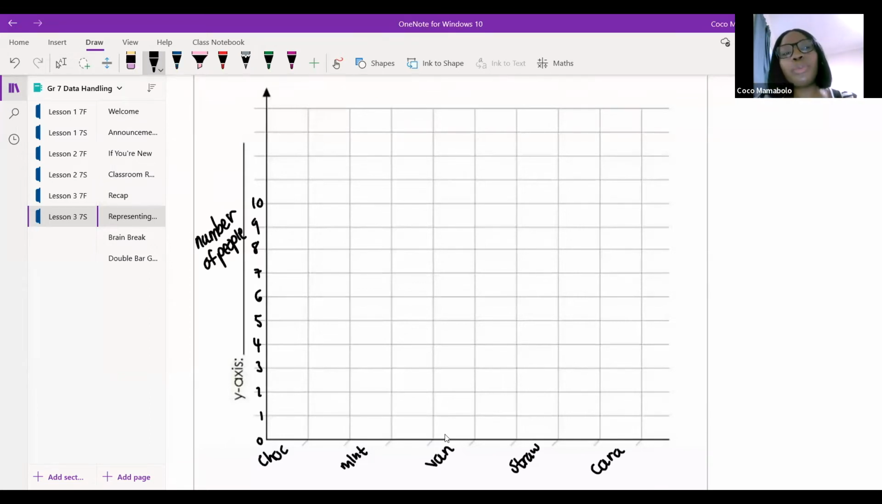Okay, so we're going to be drawing a bar graph. And a bar graph has certain features that we need to make sure we include, because as soon as you do something completely different with a bar graph, we don't call it a bar graph anymore. Okay, so one thing we need to know about bar graphs is we always need to have spaces in between each bar. Okay, we need to make sure we have spaces in between each bar.